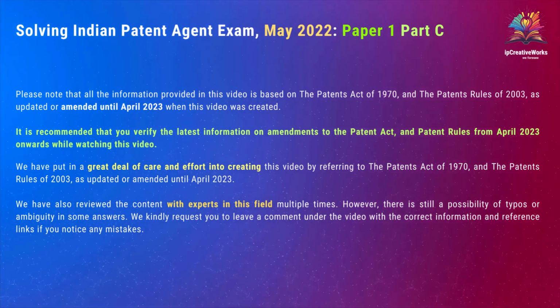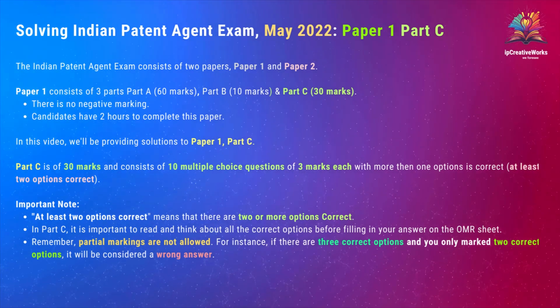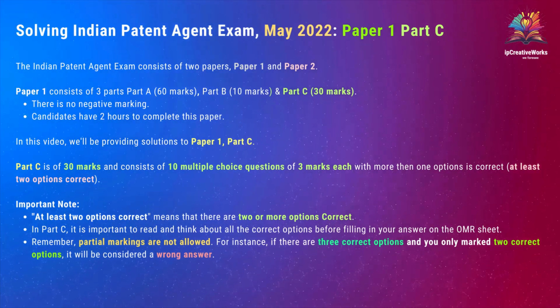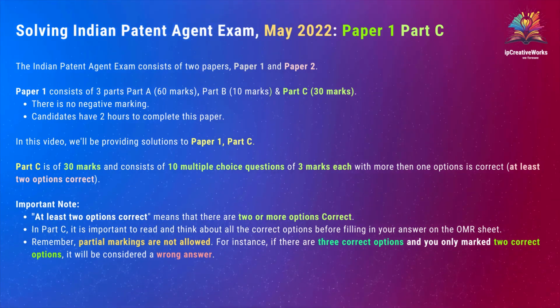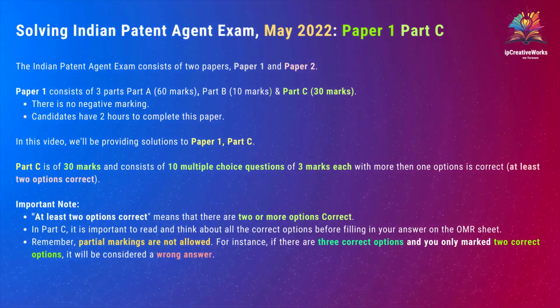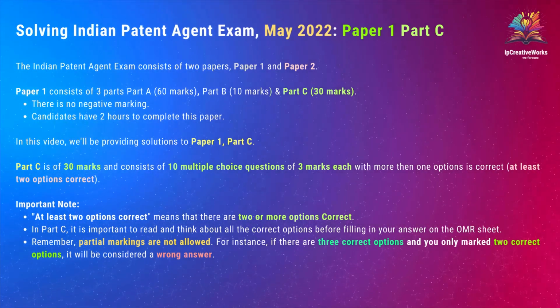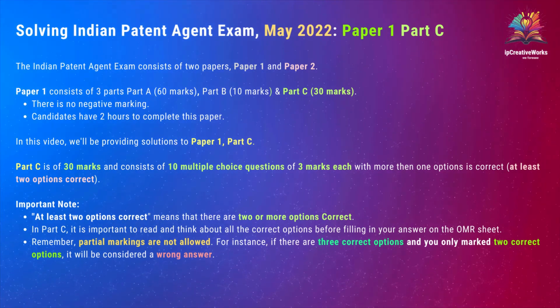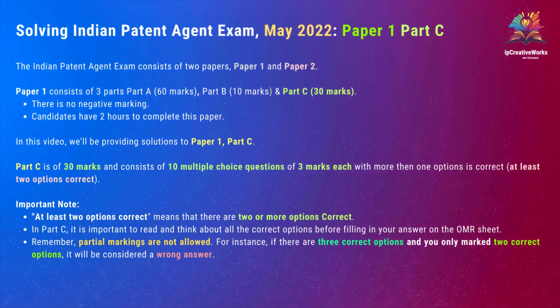notice any mistakes. The Indian Patent Agent exam consists of two papers, Paper 1 and Paper 2. Paper 1 consists of 3 parts: Part A, 60 marks, Part B, 10 marks, and Part C, 30 marks. There is no negative marking. Candidates have 2 hours to complete this paper. In this video, we'll be providing solutions to Paper 1, Part C.